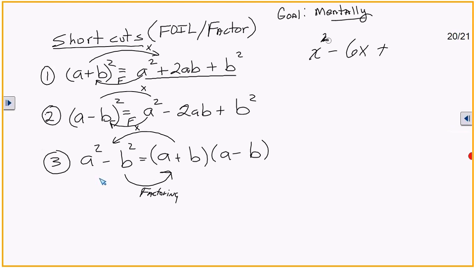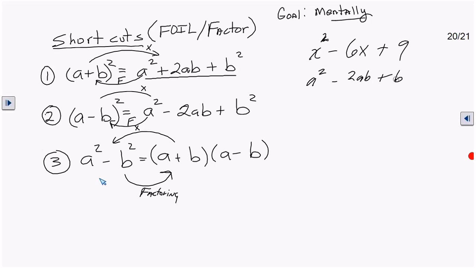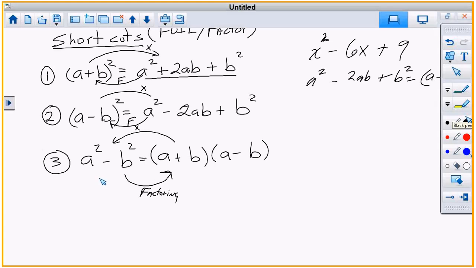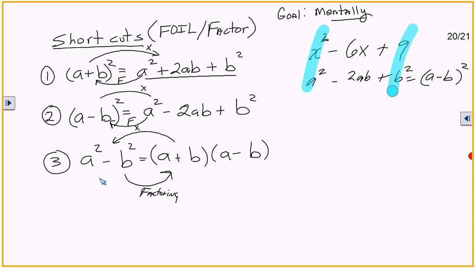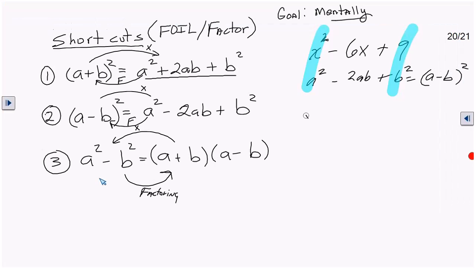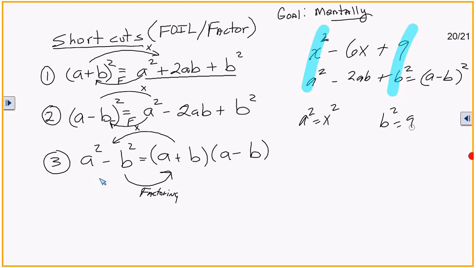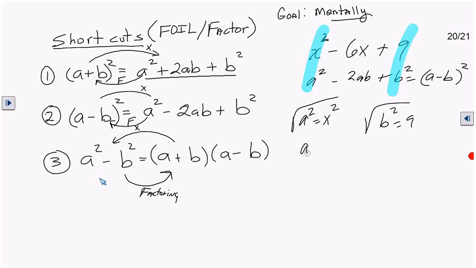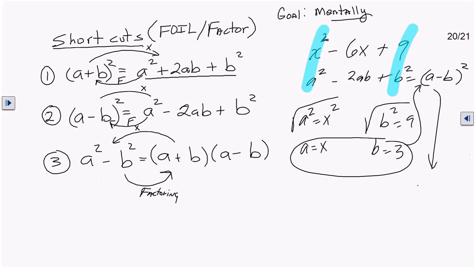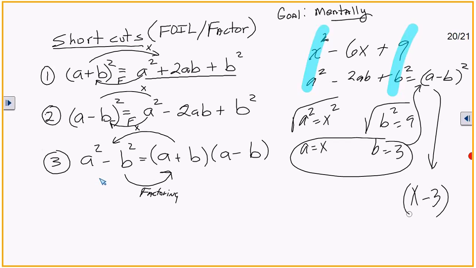x squared minus 6x plus 9. It looks like the second one. A squared minus 2ab plus b squared is equal to a minus b quantity squared. And here is your x squared and there's your b, so we write that down. A squared is equal to x squared. B squared is equal to 9. Take the square root of both. A is equal to x and b is equal to 3. Take those two, plug into this, and we get x minus 3 quantity squared.